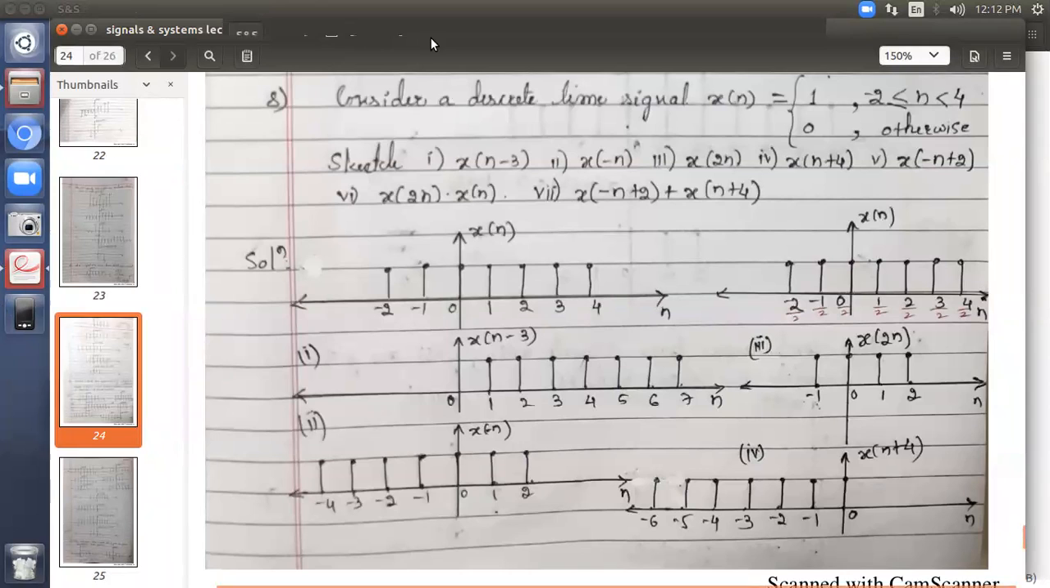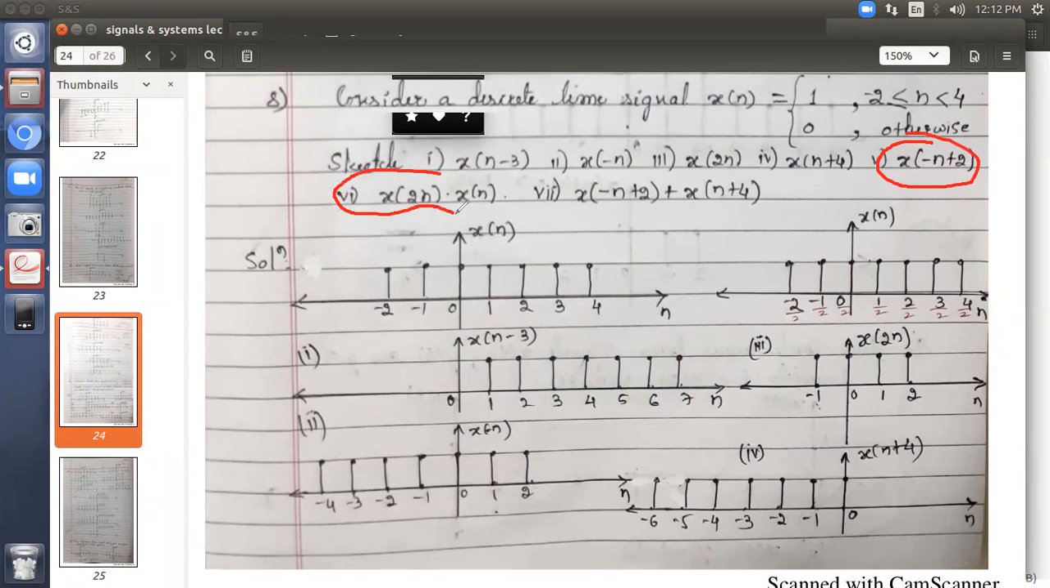So let us continue the next sub question. Actually, we should have done this, but I forgot that and did the other first. Let's do this and then I will go to that. Okay, x of 2n into x of n. X of 2n we have just now calculated, and the original signal is x of n. We should multiply these two. Amplitudes should be multiplied. Let's see how it is done.